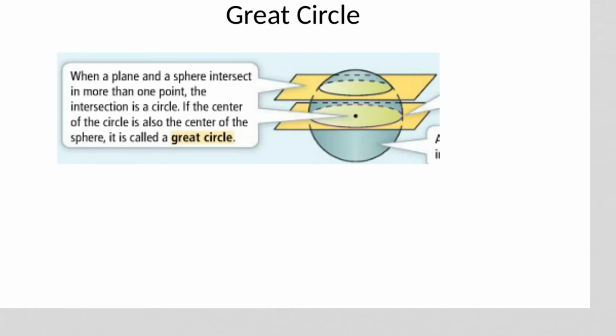Here is what a great circle is from the textbook. It's when a plane and a sphere intersect in more than one point. If the center of the circle is the center of the sphere, it is called the great circle.